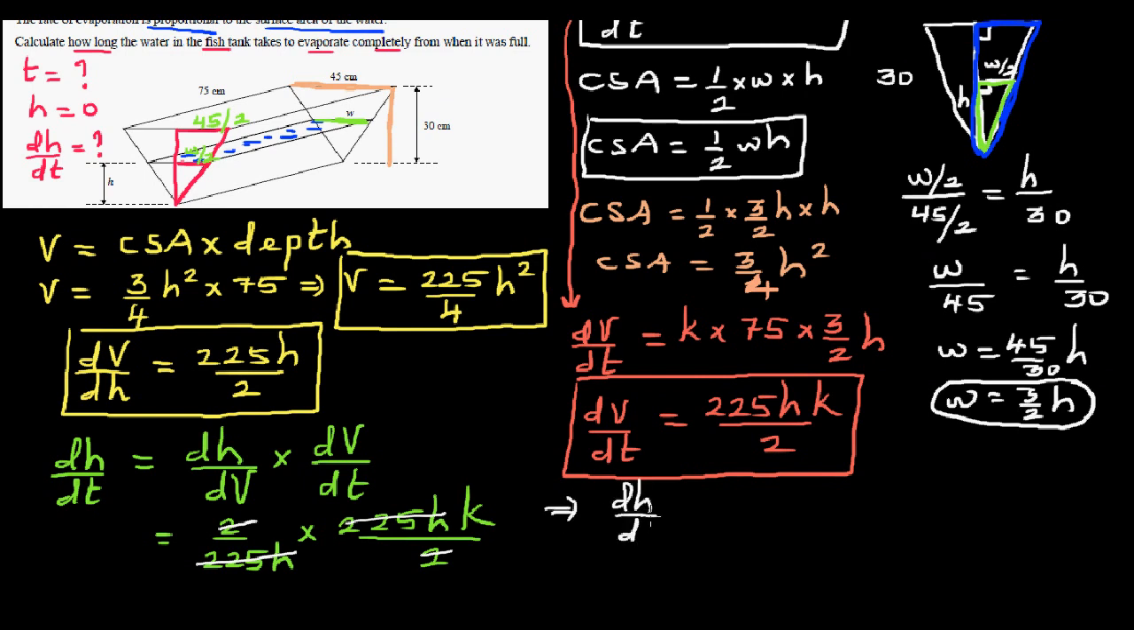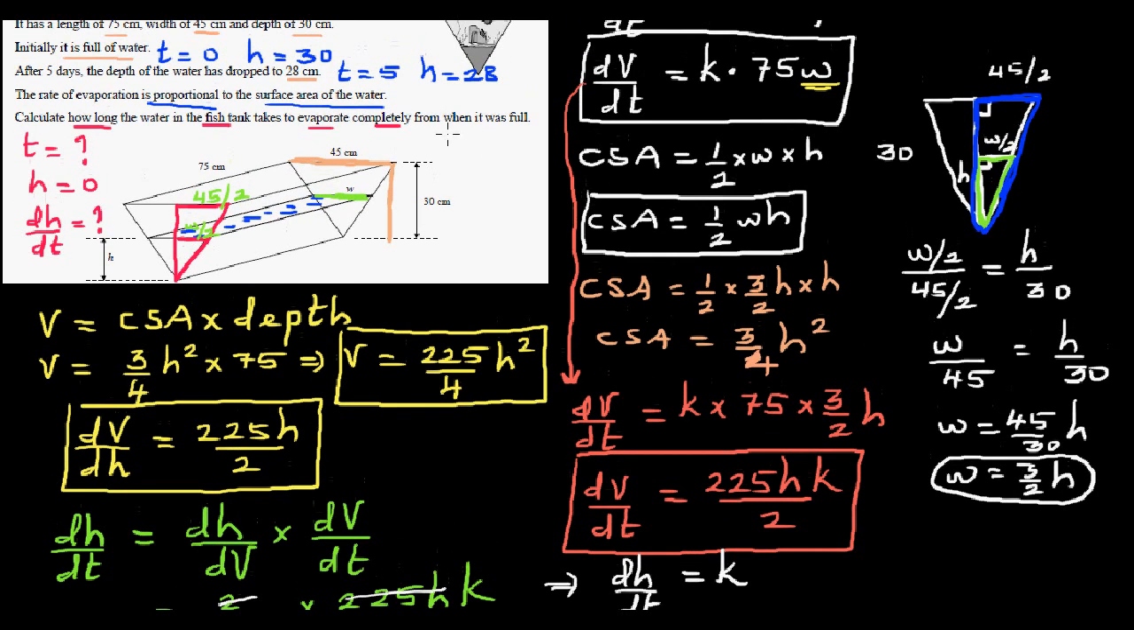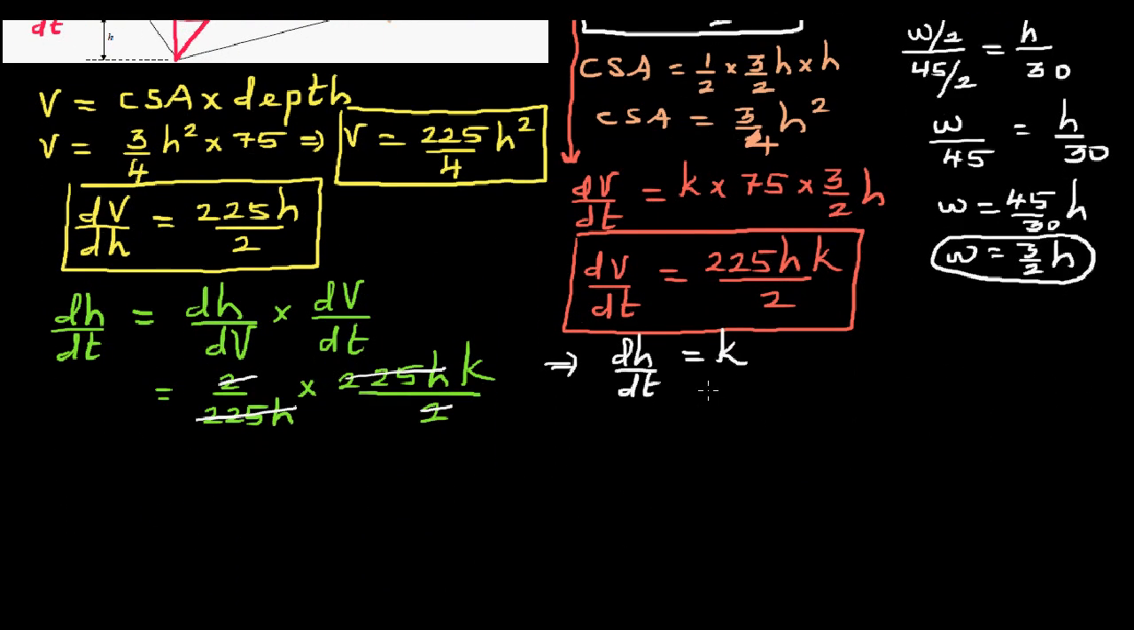Now this is a very interesting result. So what are we saying? The rate at which the height of water is decreasing is constant. Okay, now this k should ultimately be negative because the rate of change is negative. So what are the other information we have? So dh by dt is equal to k, which implies I can say dh is equal to k dt.